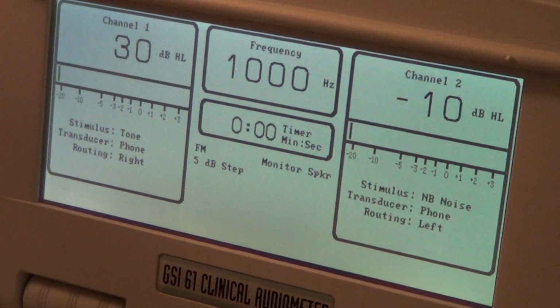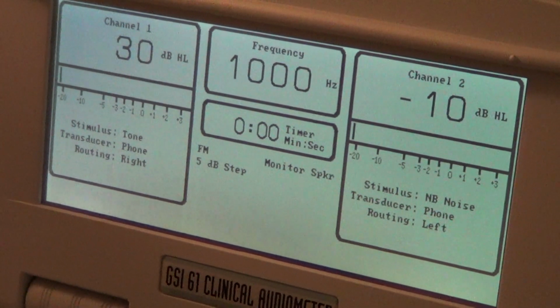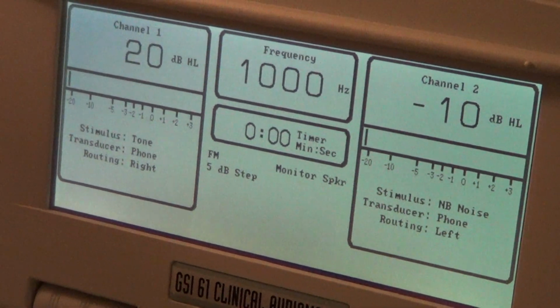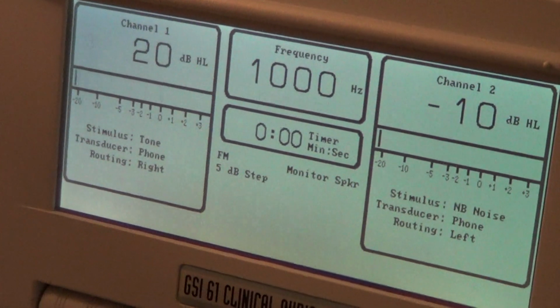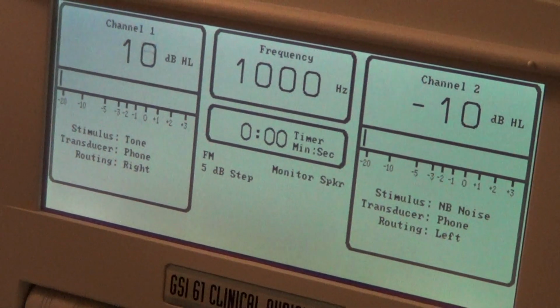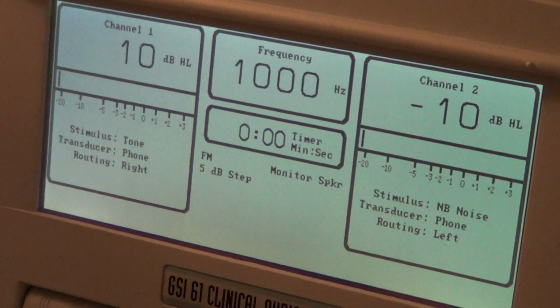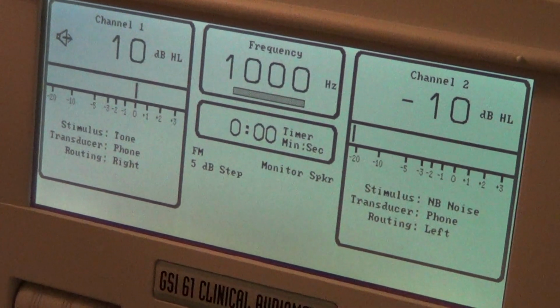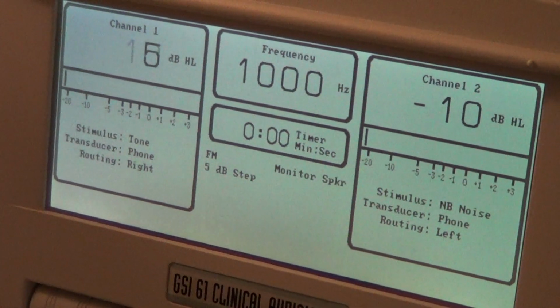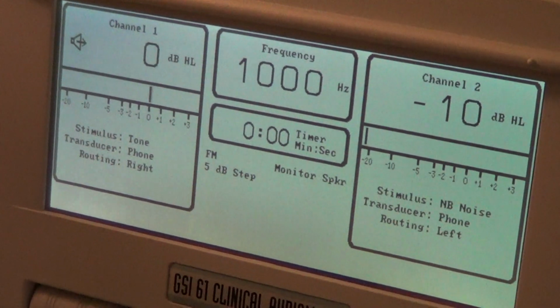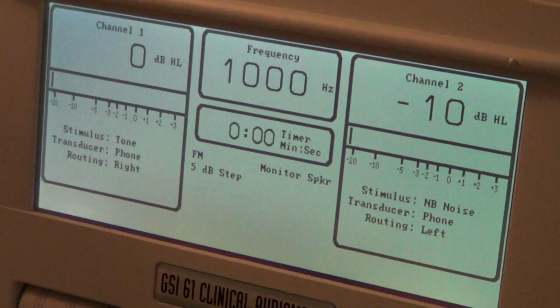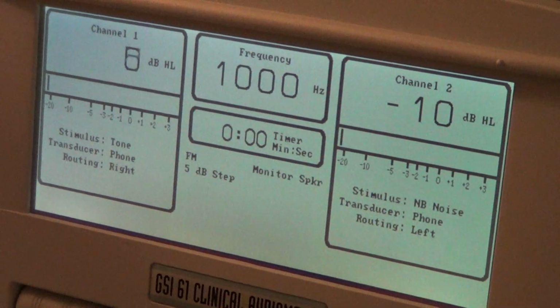Okay, so they did respond, so now I need to go down 10. I will push the tone again. Patient responded. Go down 10. Patient responded. Go down 10. This time the patient didn't respond, so I need to go up in 5 decibel steps.